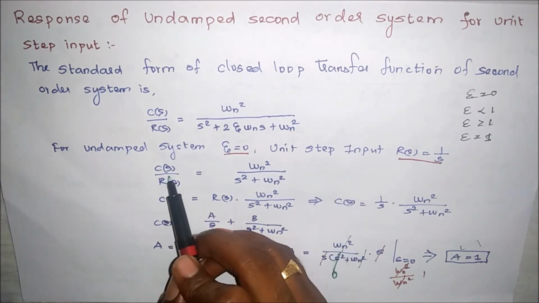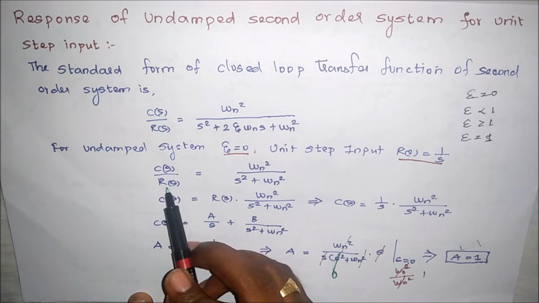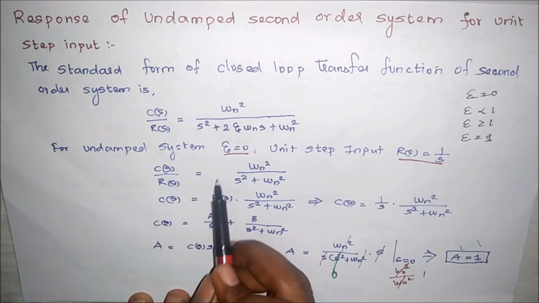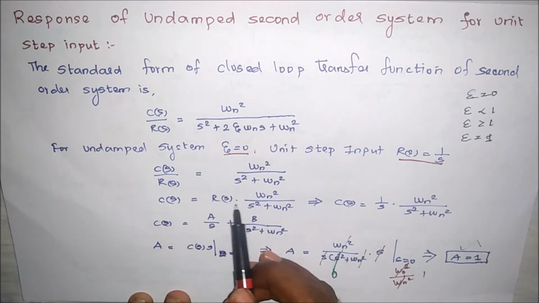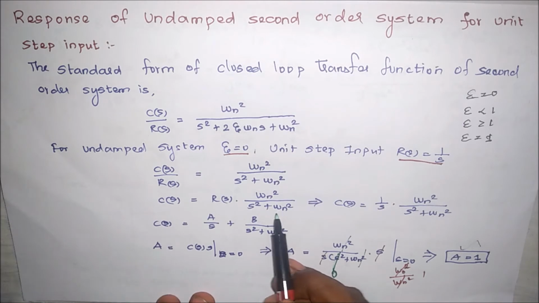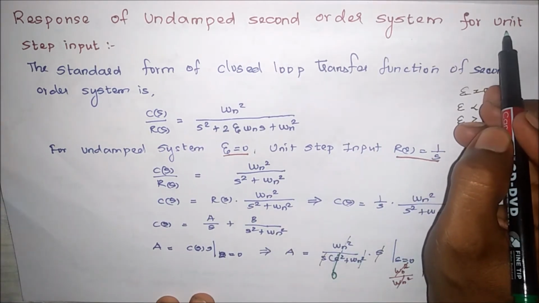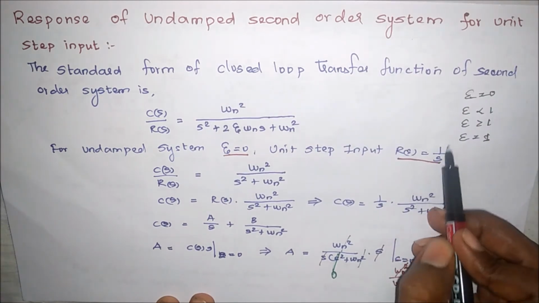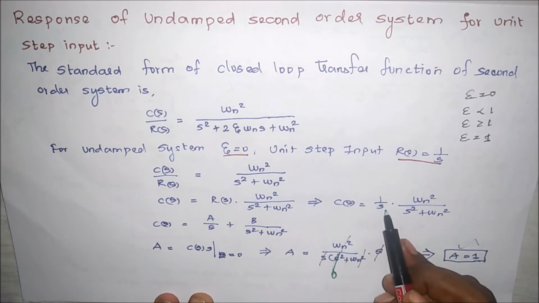So now this is in terms of transfer function. So response equal to, we have to bring this into the right hand side. Therefore response in terms of s domain equal to R of s into omega n square divided by s square plus omega n square. So now for input, we have to use unit step input. The unit step input in terms of s domain equal to 1 by s. So we have to substitute 1 by s.